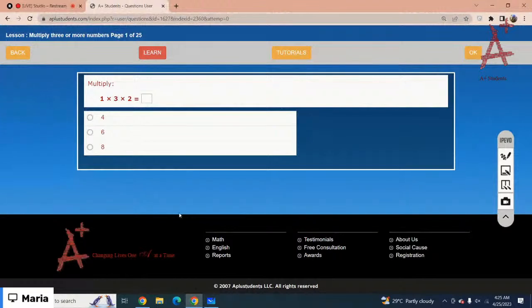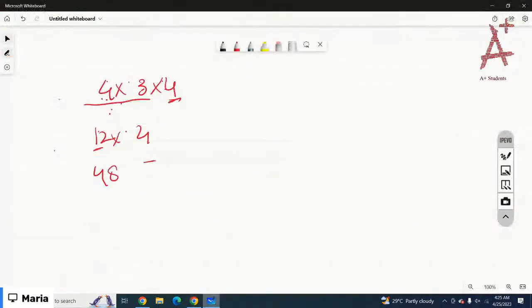Okay, 1 times 3 times 2, so which is the correct option? 3 times 1 is 3, and 3 times 2 is 6, got it? Yes, very good. The correct option is 6.